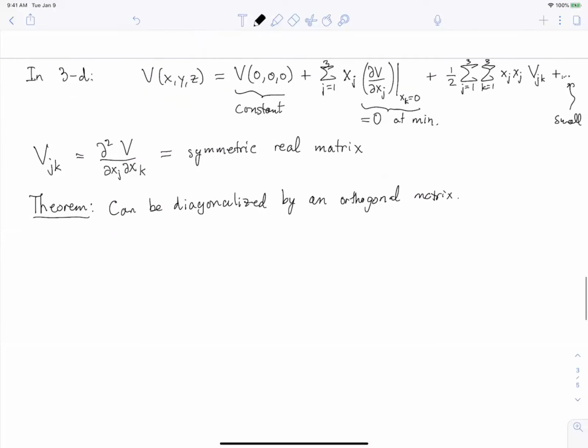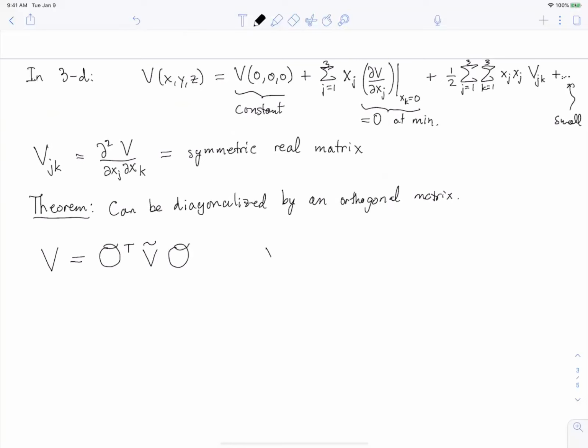And so what that means is, let me just call this matrix here V, then V is equal to the transpose of an orthogonal matrix, that's an O, not a 0, times another matrix I'm going to call V tilde times O, where V tilde is a diagonal matrix. So it's equal to the diagonal, where the entries on the diagonal are a set of numbers, V tilde 1 up through V tilde n, for n equals 3 in this case.